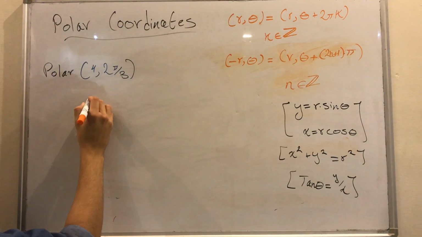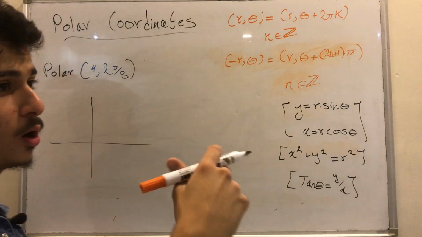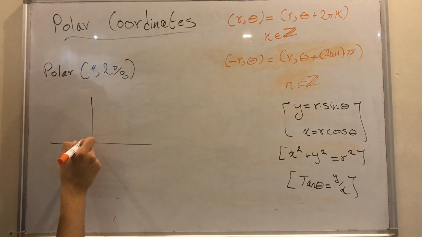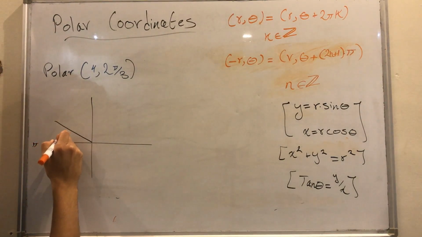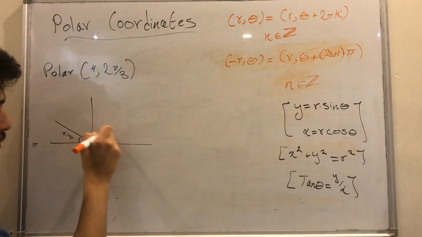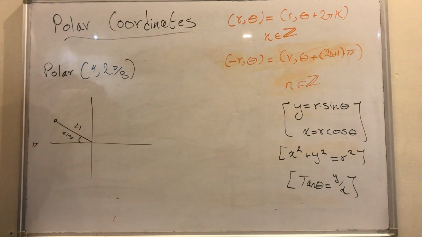We'll draw some axes to help us out. And we know that 2 pi over 3 is just pi minus pi over 3. So that would be here. This would be our pi, and this would be pi over 3. All in all, this would be 2 pi over 3. And our length is 4.